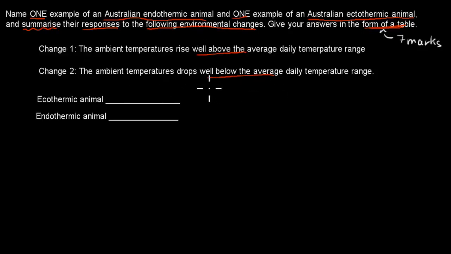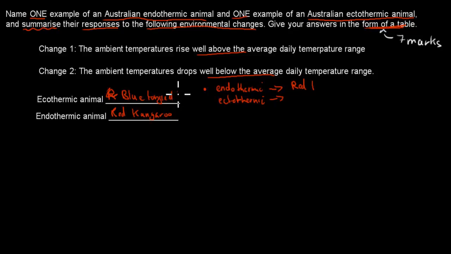So you have to choose one endothermic and one ectothermic animal. The ones I've chosen in this video were the ones we covered in the videos, which were the red kangaroo for your endothermic. I'll just write that there because that's where you would have written it. Red kangaroo for your endothermic. Kangaroo is a mammal, so mammals are endothermic animals. The ectothermic animal was, in this case, the blue-tongued lizard. You could have chosen a different one, it doesn't matter. These are the ones I cover in this video.